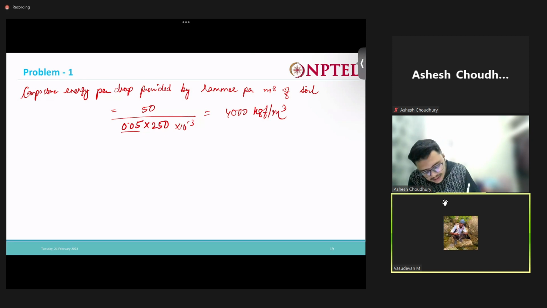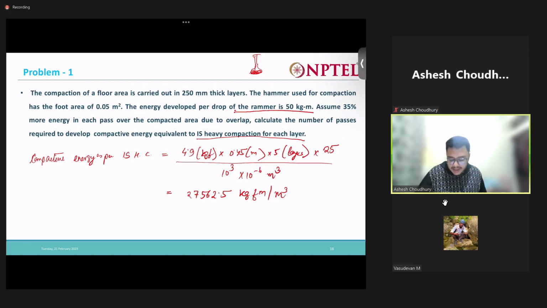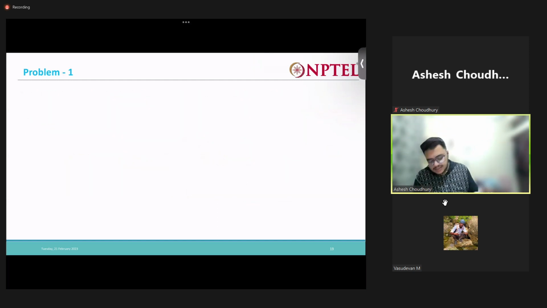Okay, so this much force per meter cube is generated by the Rammer in one pass, and this much is the compactive effort from the heavy compaction test. Now what we need to do is compact our soil using this Rammer, so that the compactive energy that we are providing matches that of the IS heavy compaction test. So we will just equate it.